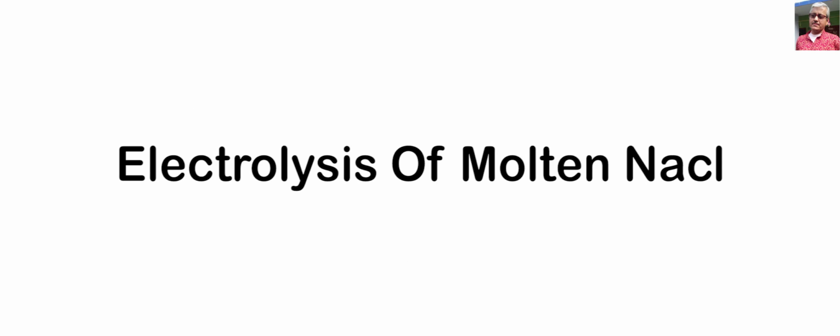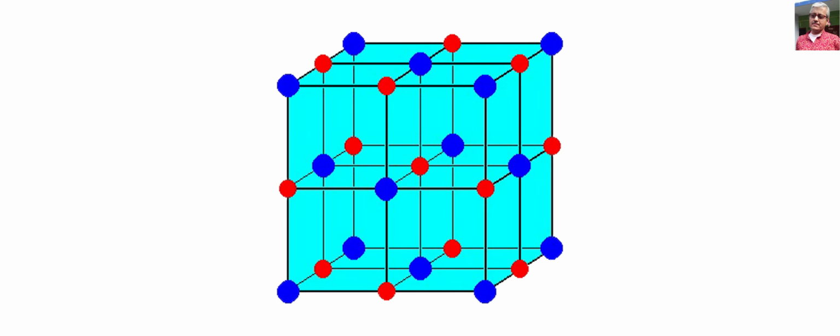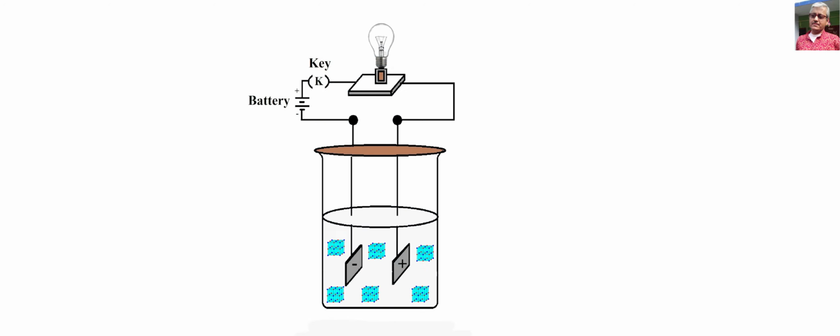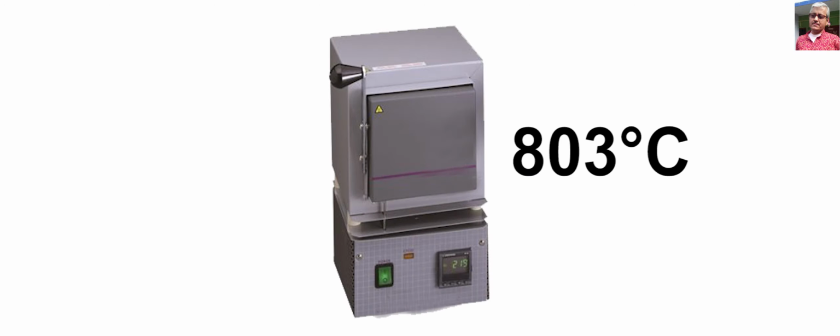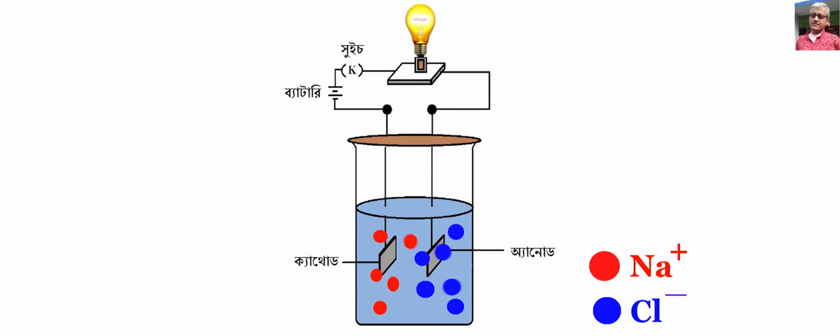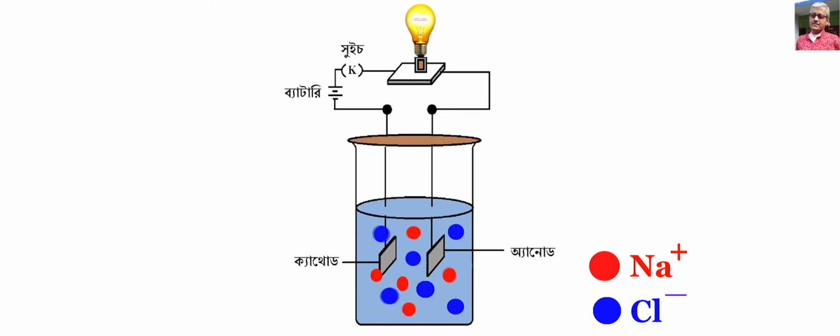Electrolysis of molten sodium chloride. Electrolysis of solid sodium chloride is next to impossible because of its strong Coulombic force of attraction. So we have to melt it first at 803 degrees centigrade. Now the interionic attraction becomes low and ions can move when electricity is passed through it.